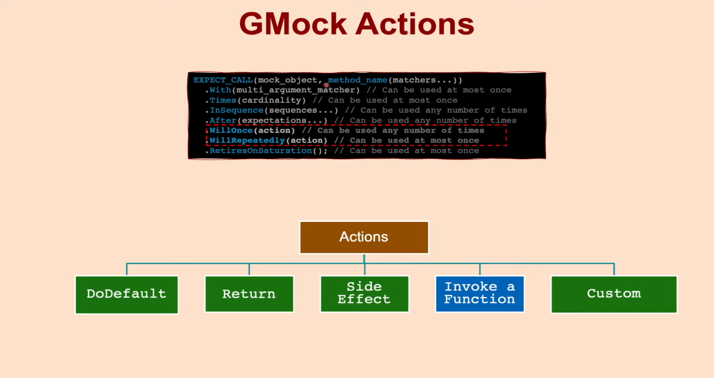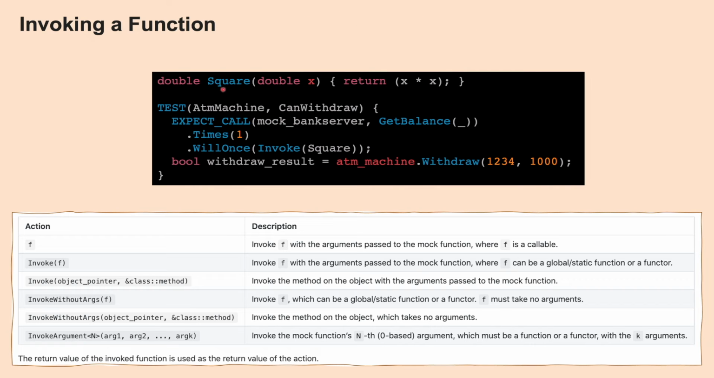Sometimes as a result of the call, I want to invoke another function. And not only that, I want to pass the parameters that were passed to this mock method to that function. Let's see an example. So here I define a function square that takes one parameter and returns x to the power of 2. Having this defined, I can say when getBalance was called, invoke square and pass exactly the same parameter that was passed to getBalance.